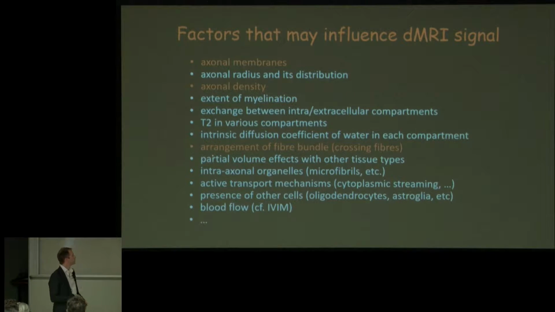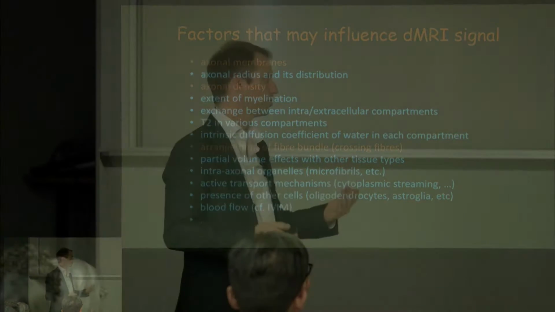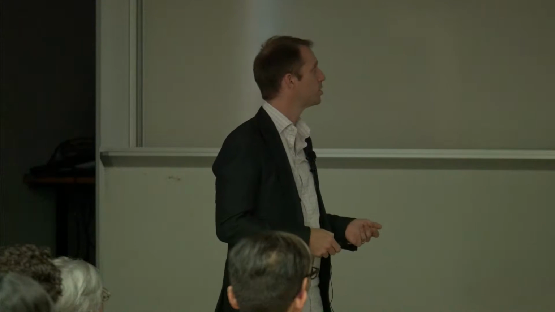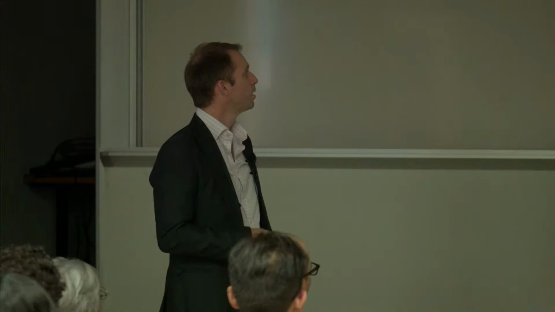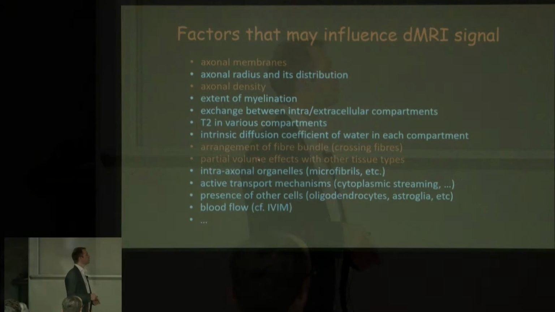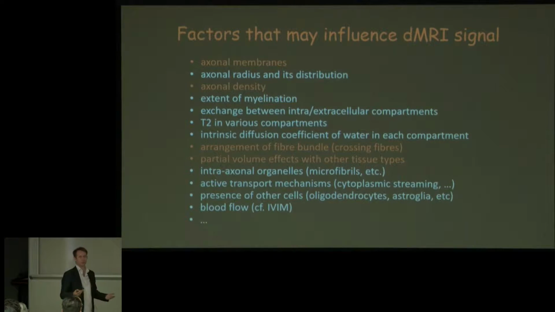One that is really important, and has been the focus of a lot of my work over the years, is this arrangement of the fiber bundles. So how crossing fibers, curving fibers, diverging fibers, all kinds of different arrangements that you can think of affect the signal. Partial volume effects with other tissue types. So I think of crossing fibers as a partial volume effect between two different fiber bundles that happen to have a different orientation.